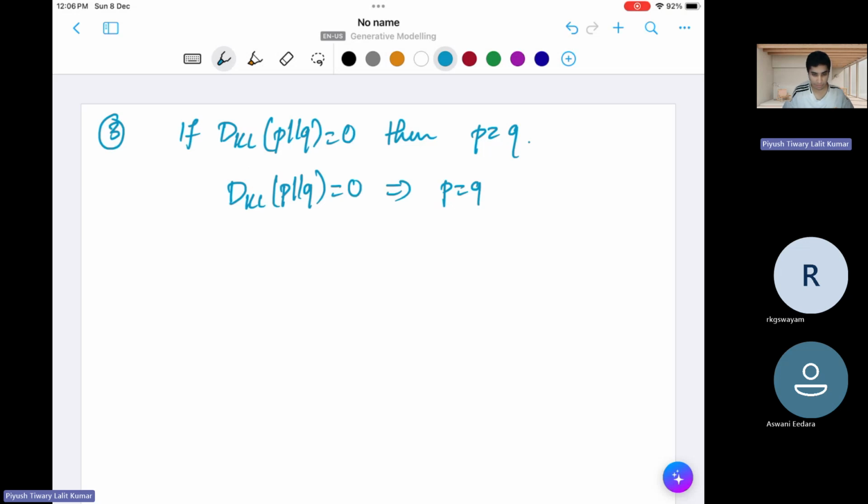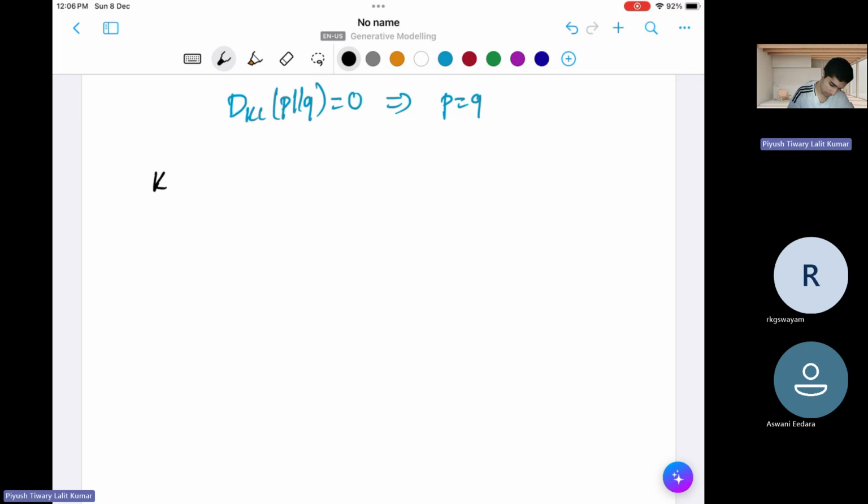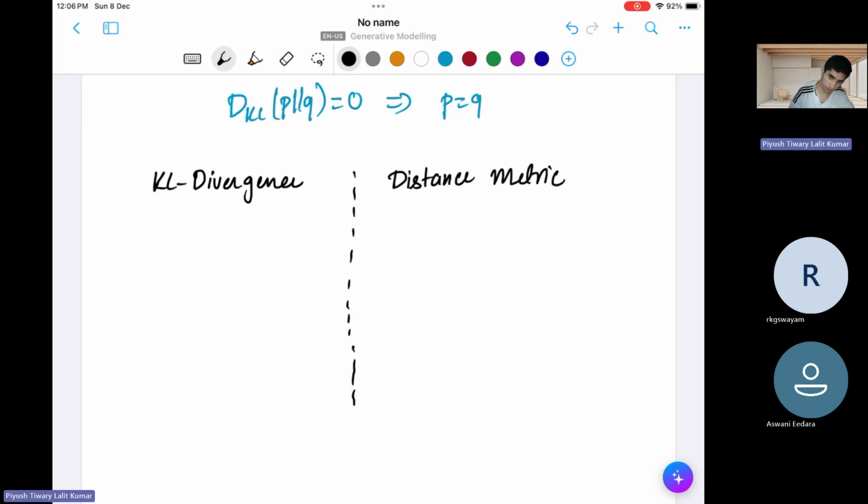Right. So these are the properties of KL divergence. If I have to draw a comparison of KL divergence with a distance metric, let us see that. On one hand we have KL divergence, and on the other hand we have the distance metric. So what are the properties of a distance metric? They're quite simple. One property is that if D is the distance metric, D of x comma y is always greater than or equal to 0. As I said, distance is a non-negative quantity.